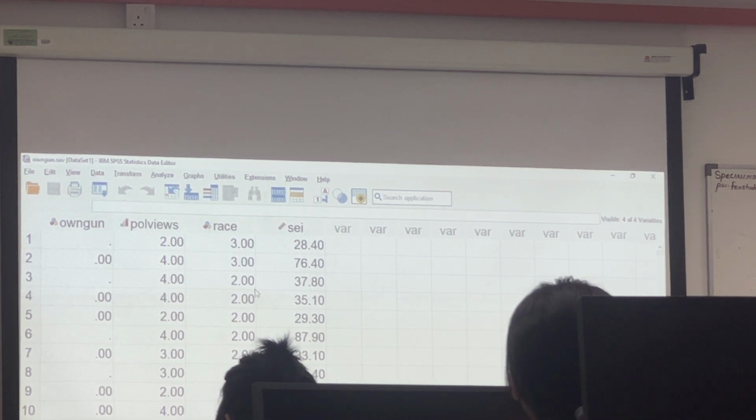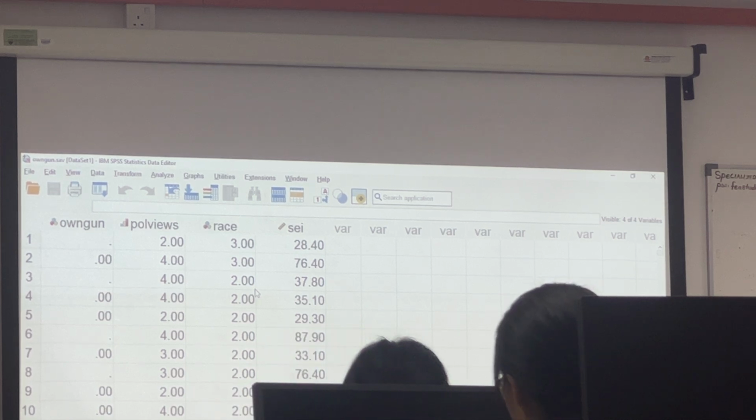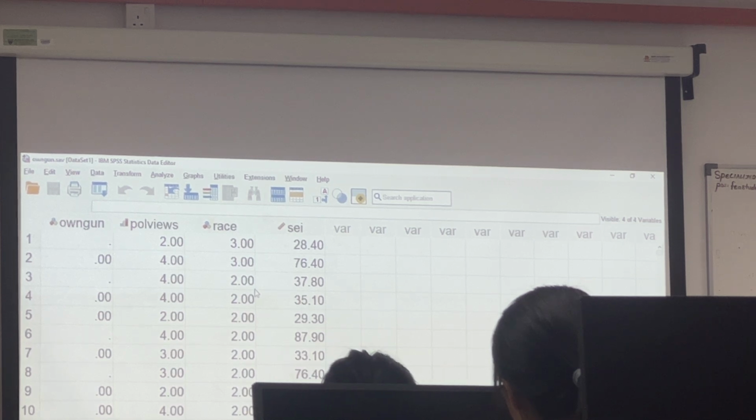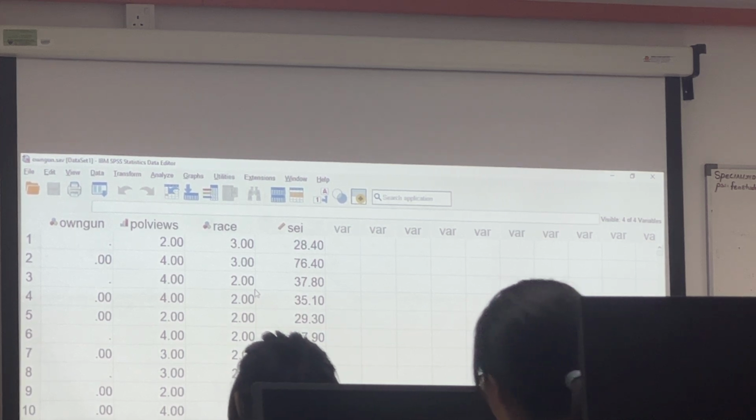There are two advantages of using SPSS for logistic regression. One, it calculates the odds ratio instead of you having to calculate manually. If you have to calculate the odds ratio manually, you have to use the anti-log.